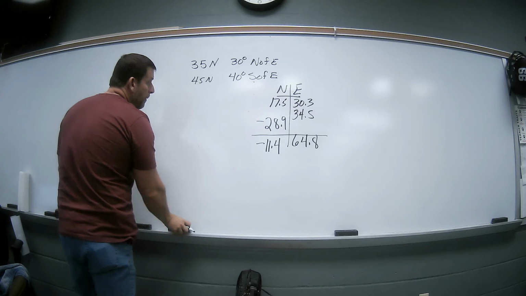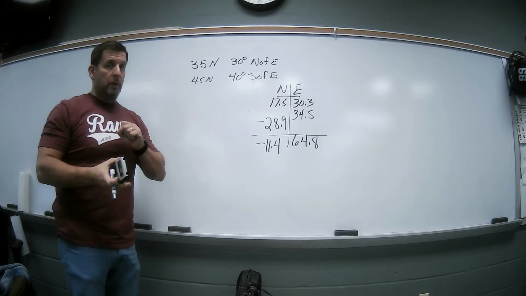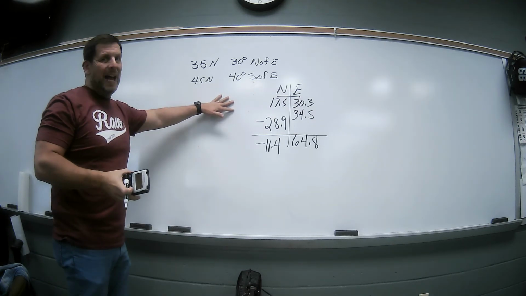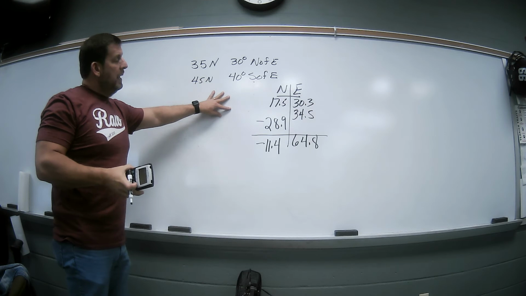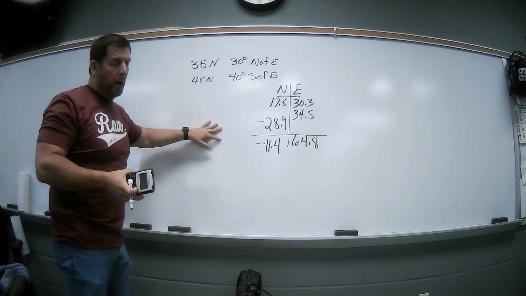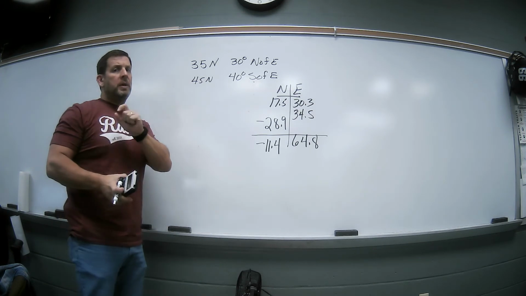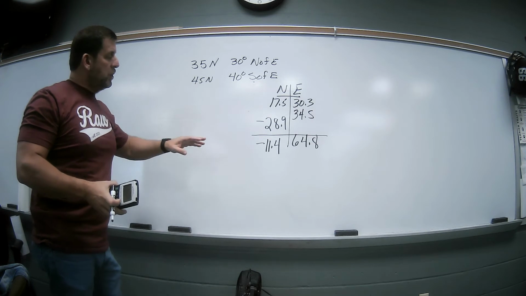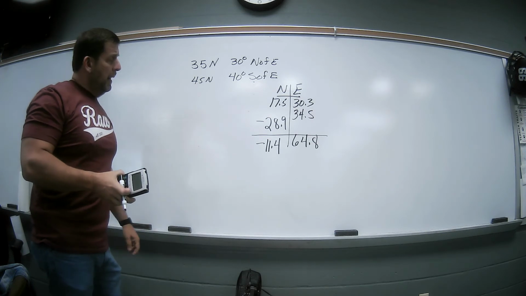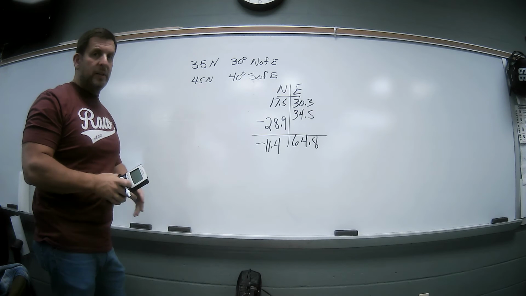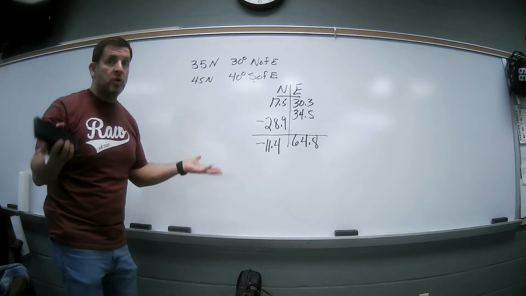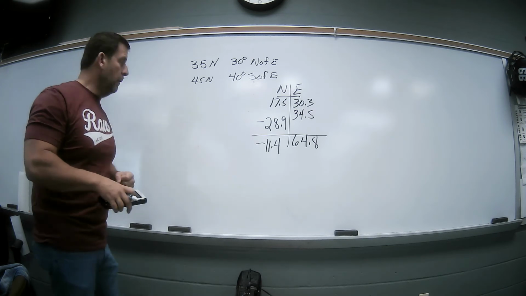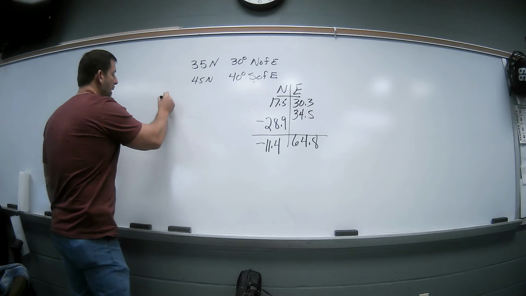Now what you've done effectively is taken each vector and broken it down into its individual component parts, because every vector can be broken down into a northward and an eastward component, right? So what we're going to do now is take the individual parts and put them back into a single vector.